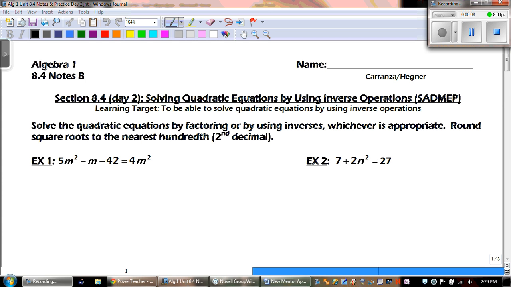Today we're talking about solving quadratic equations by using inverse operations, otherwise known as SADMEP. Our learning target today is to be able to solve quadratic equations by using inverse operations.